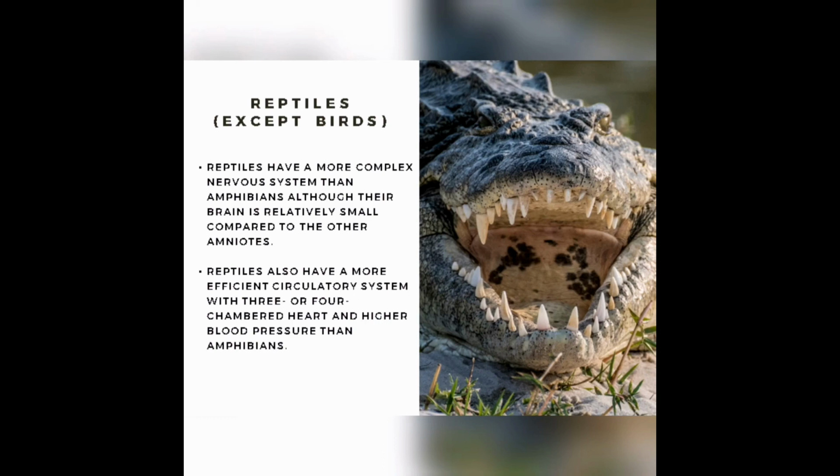Reptiles also have a more efficient circulatory system with a 3 or 4-chambered heart and higher blood pressure than amphibians. This is more efficient in conserving water. In addition, they also have a dry, scaly skin that protects from water loss due to the presence of a number of lipids embedded in the epidermis.